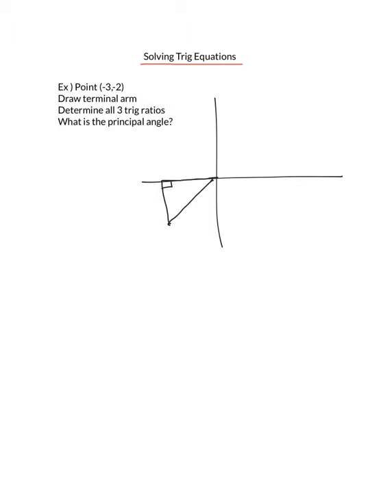So what I know is that this length is -3 and this length is -2. Now I can go ahead and use my Pythagorean theorem. R squared is equal to -3 squared plus -2 squared. So r squared is equal to 9 plus 4. R is equal to the square root of 13. So now I know all three of the sides of my triangle. Since I've drawn my terminal arm, I can determine my three trig ratios.